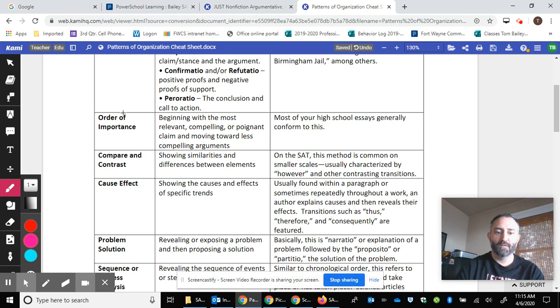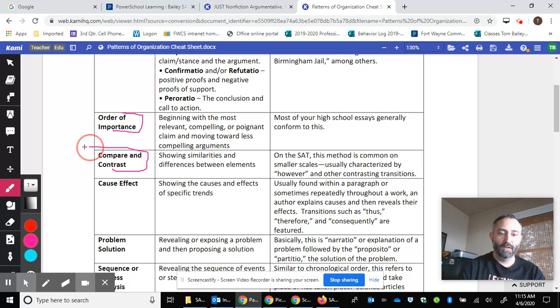So one of the patterns of organization is known as order of importance. Obviously, that starts with doing the most important information first, and then moving back to less compelling arguments. Actually, newspaper articles follow this because they always want the headline and the most important information first, and then things that are less relevant at the bottom. And that was traditionally done because papers had to fit into specific areas on the sheet of paper when they were doing their layout and design, so they would cut from the bottom if they needed to make an article shorter than what it had been.